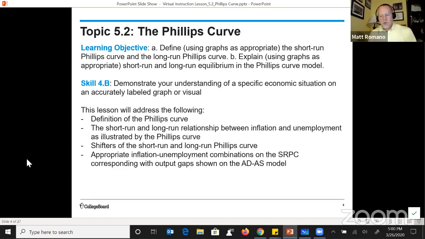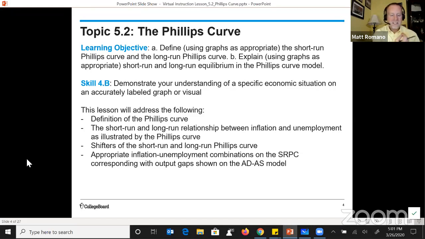When you look at the course and exam description, the learning objective here is first and foremost, simply define the Phillips curve. What is this thing? We have a short run and long run Phillips curve, and we need to know how to define that, identify, and understand what exactly this thing is. What is it trying to represent? Then we need to be able to explain both the short run and long run equilibrium that we see on the ADAS model. We need to be able to explain and identify that on the Phillips curve model. So we're making connections here between models. That's a very important concept and skill in macroeconomics.